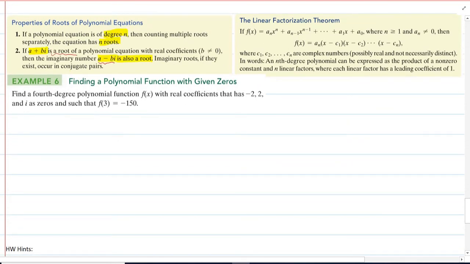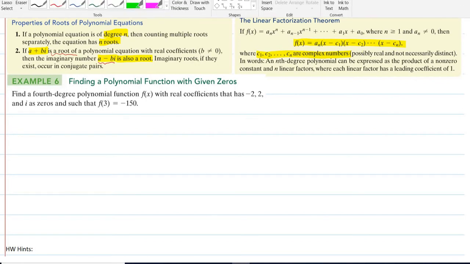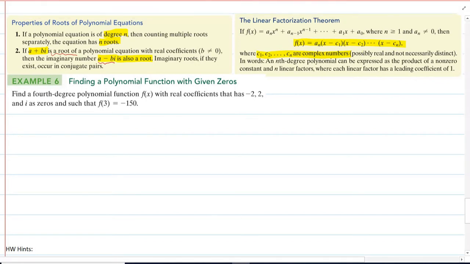Another thing is, if a plus bi is a root, then a minus bi is also a root. That's really important. Let's look here at the linear factorization theorem. If we have a polynomial function, then we're going to say c1, c2 to cn are complex numbers. You look at those, it's kind of difficult to relate. Let's go ahead and start with example 6, and then I'll show you how that works here.